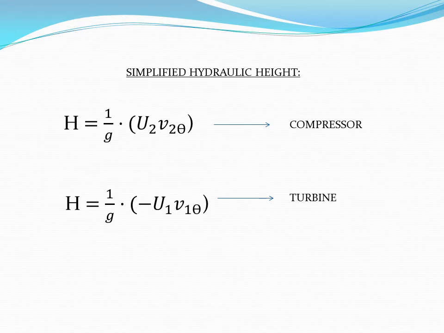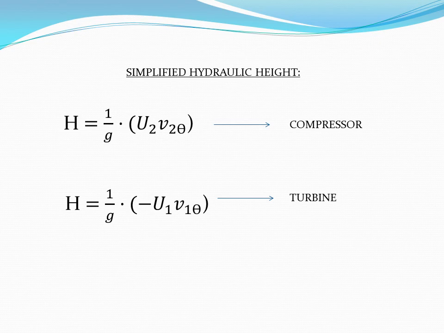If in a pump the fluid enters without prerotation, the angle alpha is 90 degrees. So it is easy to see that there wouldn't be a v1 theta component of velocity, and the hydraulic height would be simplified in the following way.